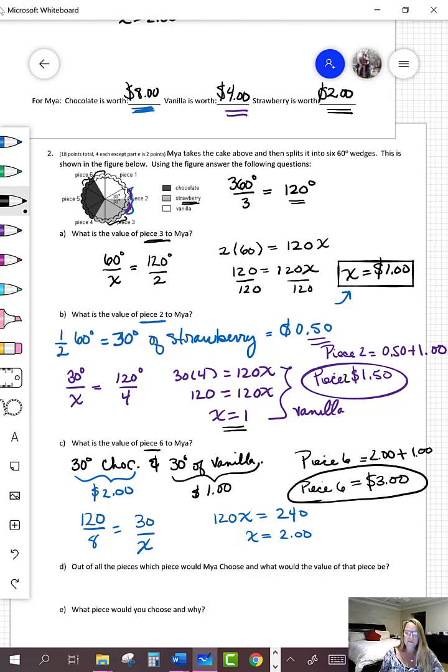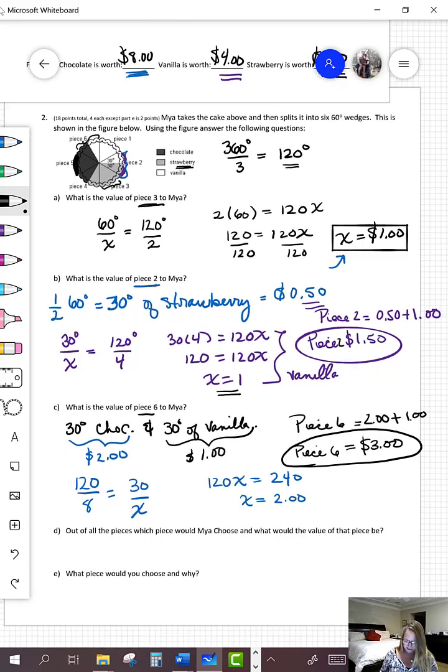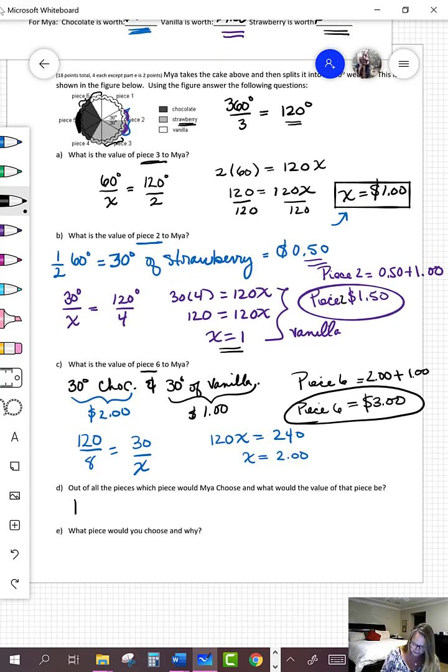So out of all these pieces, which piece would Maya choose? And what would the value of that piece be? Well, we know that Maya prefers chocolate over any other flavor. And so notice that piece 5 here has all chocolate. So she wants all that chocolate. And so she would choose piece 5.